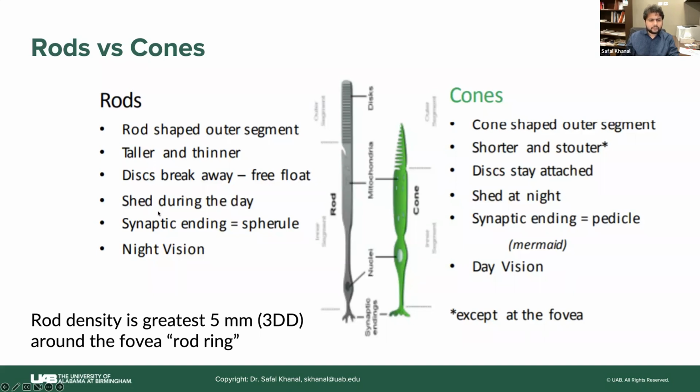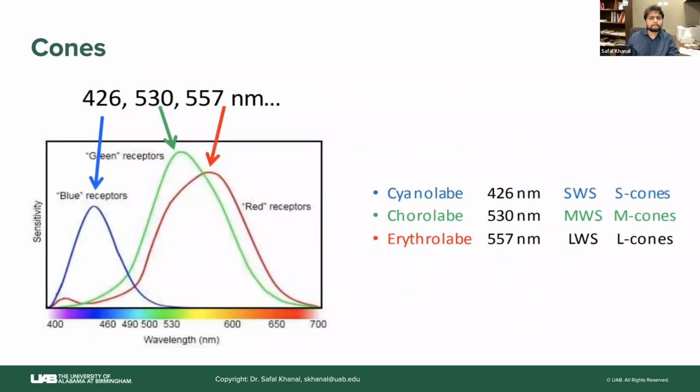So the density of rods is greatest around 5 millimeters around the fovea, which is what is called the rod ring, whereas the cones have the highest density in the fovea. Now there are three different types of cone pigments: cyanolabe, chlorolabe, and erythrolabe. These correspond to the blue, green, and red cone types, or short wavelength cones, middle wavelength cones, and long wavelength cones.